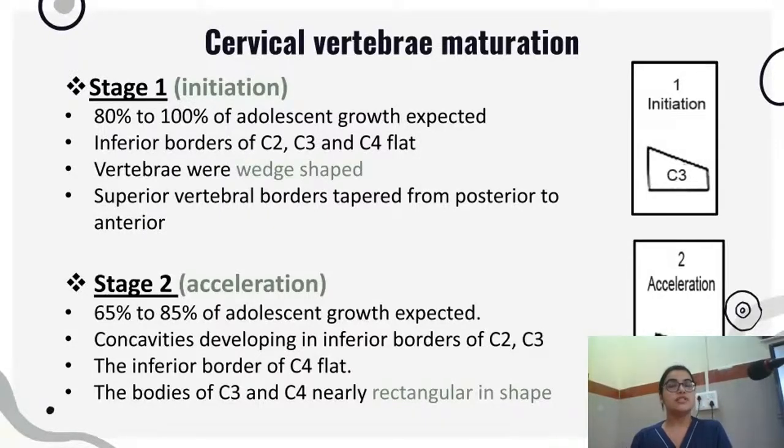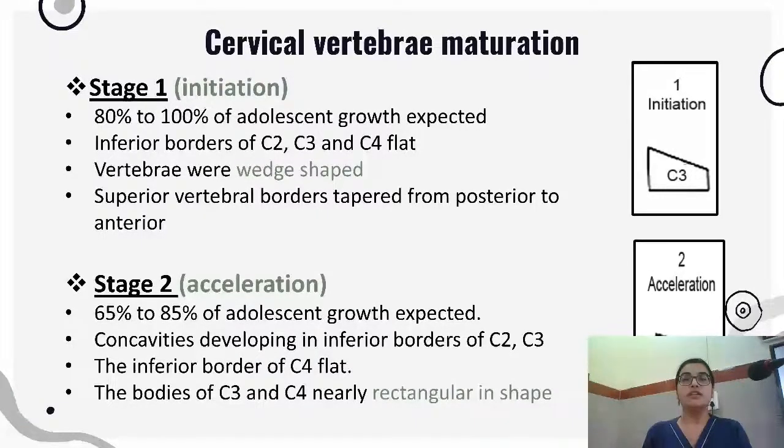Stage 2 is the stage of acceleration. In this stage, 65 to 85% of adolescent growth is expected. Concavities are developing in the inferior borders of C2 and C3. The inferior border of C4 is still flat, and the bodies of C3 and C4 are nearly rectangular in shape.